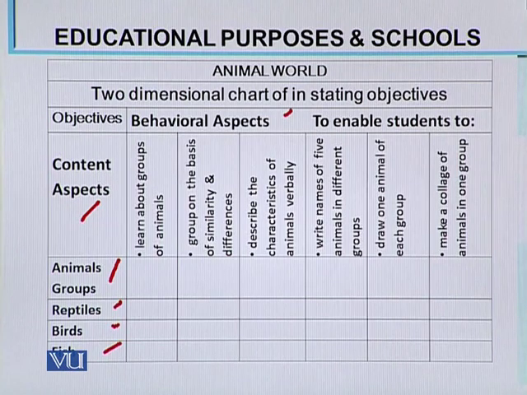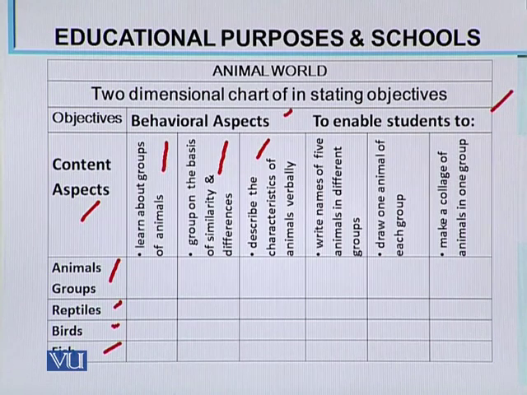If you look at the behavioral aspects of the objectives, we have written to enable students to do what? To learn about the groups of animals. We can pick this objective. Then we see our second objective is to group animals on the basis of similarities and differences. This is our second objective. And the third is to describe the categories or characteristics of animals verbally. We want them to be able to tell verbally what their characteristics are.